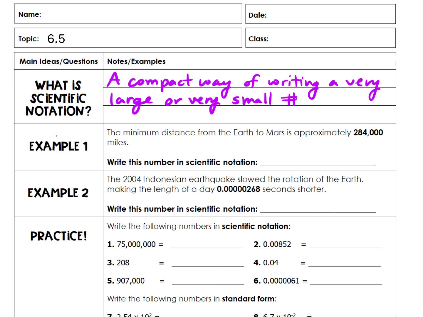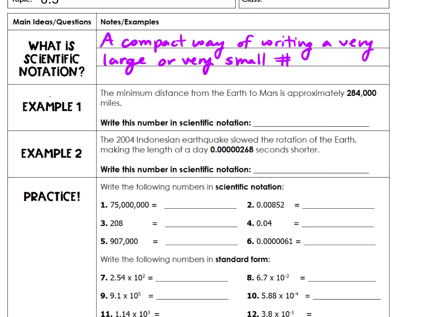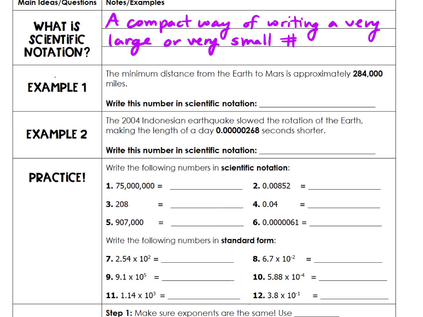Okay. Scientific notation. So, for example, this first problem here, it says the minimum distance from the Earth to Mars is approximately 284,000 miles. Now, that's not a huge one. You'll see bigger ones than that. But the goal is we're trying to make it a number. Maybe you want to write this up here. A number between, anyone know? 1 and 100? Not 1 and 100. 1 and 10.